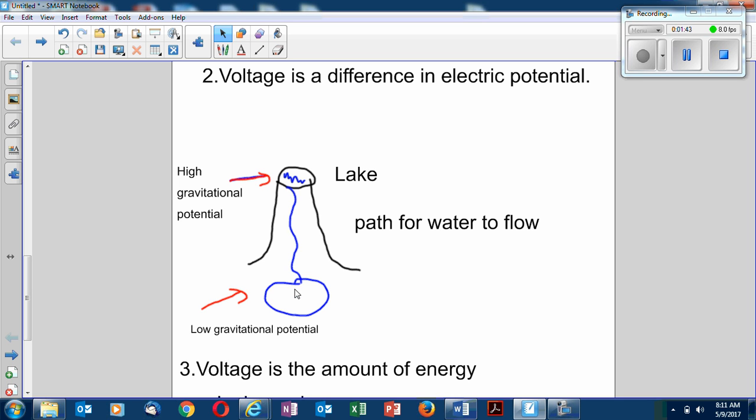The electric current works exactly the same way. We create a high electric potential and we create a low electric potential. The high electric potential in electrical engineering is a plus and the low electric potential is a minus, and the current flows from plus to the minus.